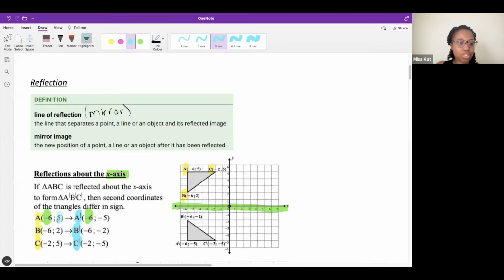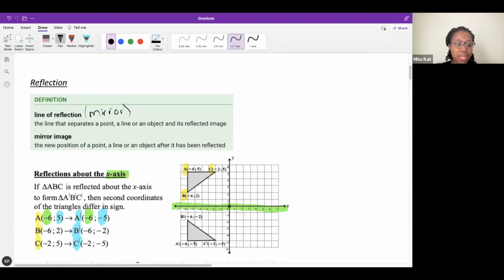So if it was +5, it now becomes a -5. Do we see that? So then we can say, okay, all right, that's fine. So then we can say that if you reflect an image on the x-axis, then your y coordinate will differ in sign. Only the y coordinates. Guys, do not say they swap signs because the -6 does not change.